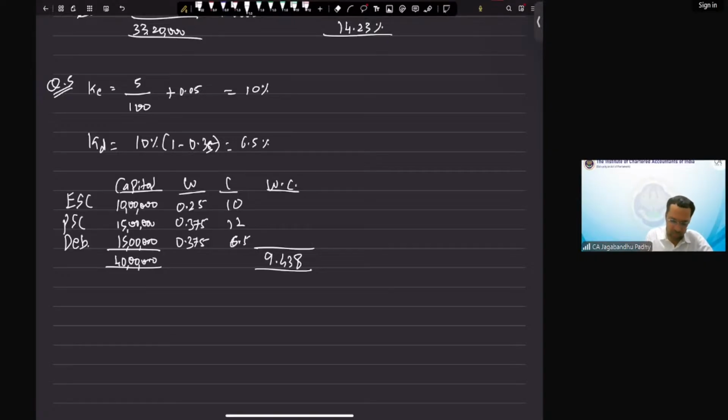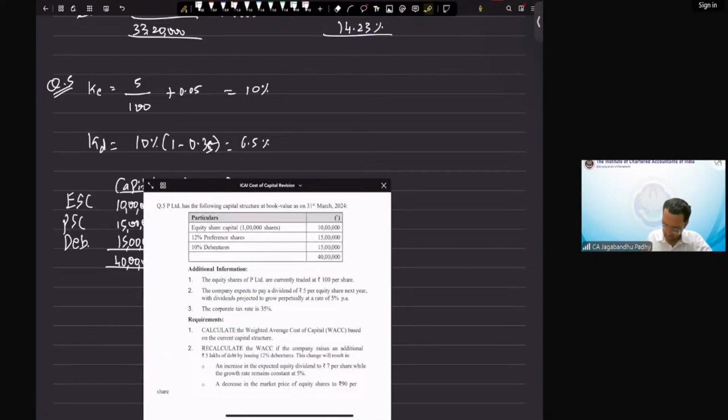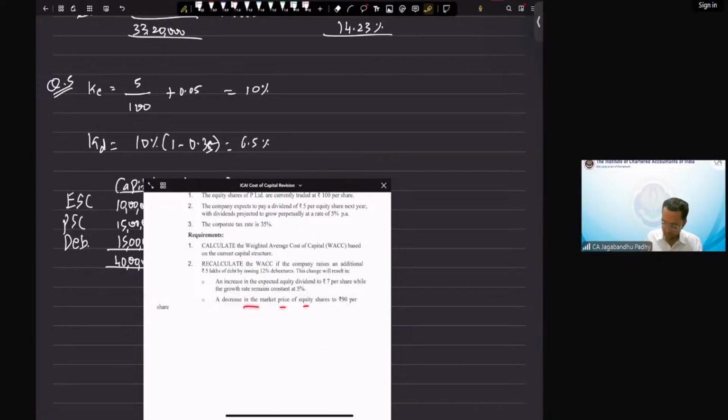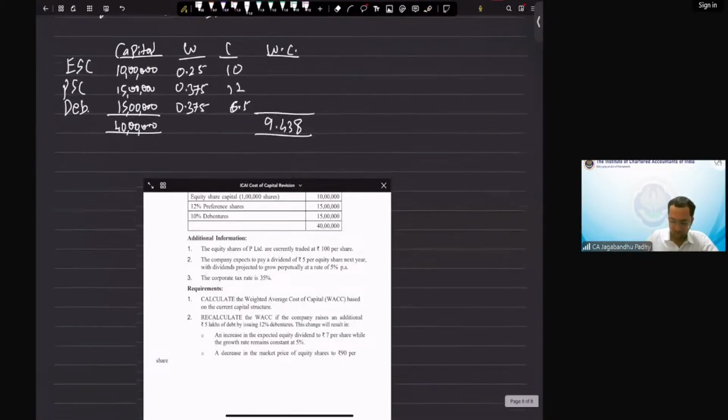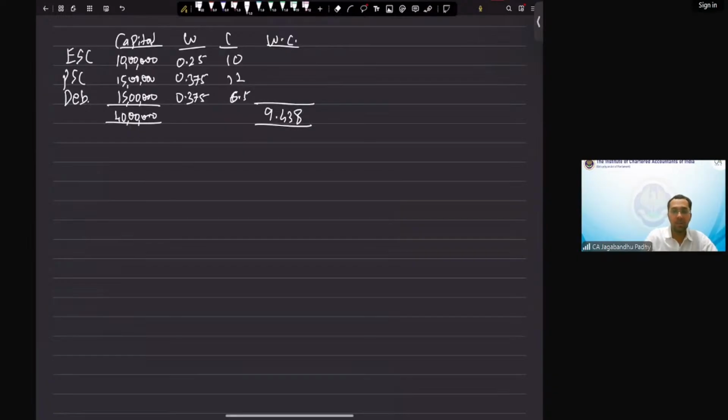Then there are certain changes that are happening, where we're going to recalculate the WACC if the company raises an additional 5 lakh of debt by issuing 12% debentures. This change is going to result in an increase in the expected equity dividend to rupees 7 per share, while the growth rate remains constant at 5%. A decrease in market price of equity shares is going to be to 90. Okay. So the change that we are going to have now is a revised cost of equity, revised weighted average cost of capital.